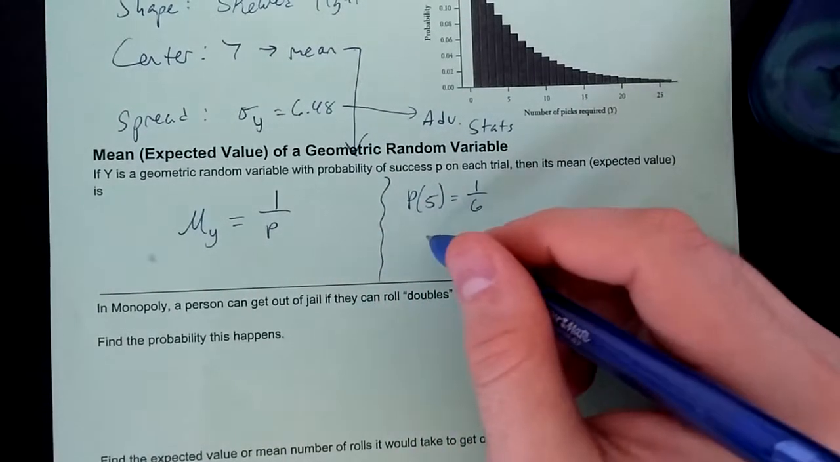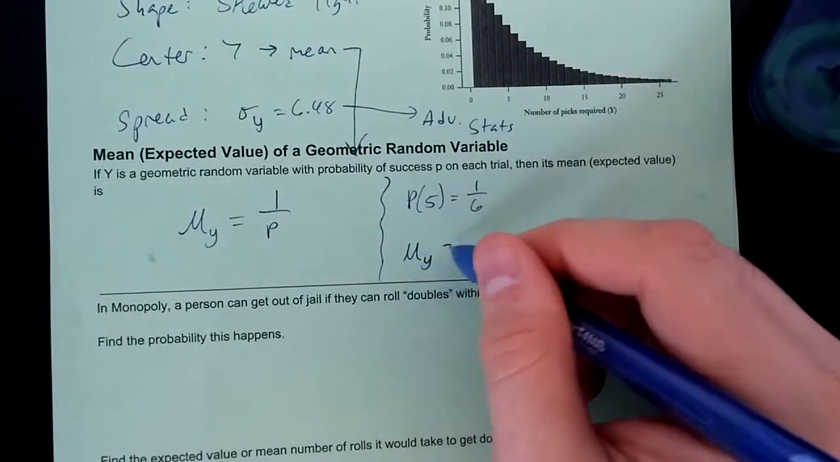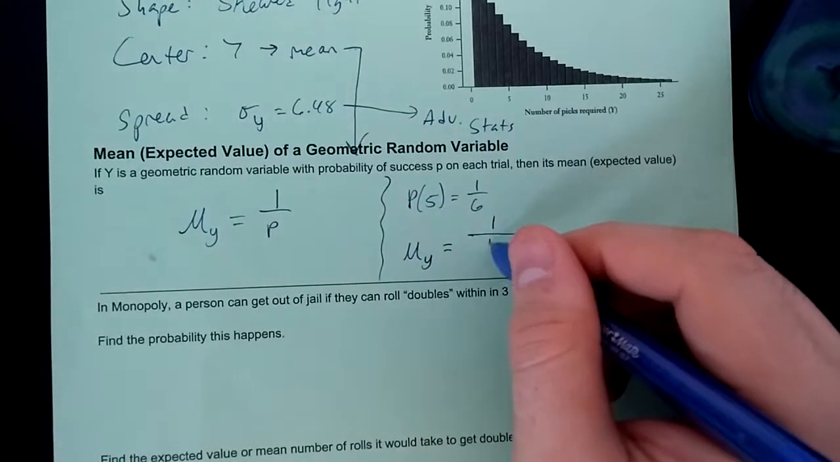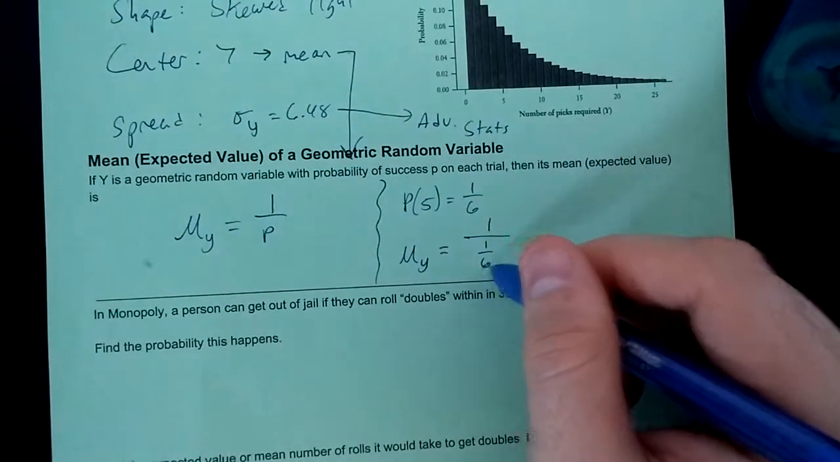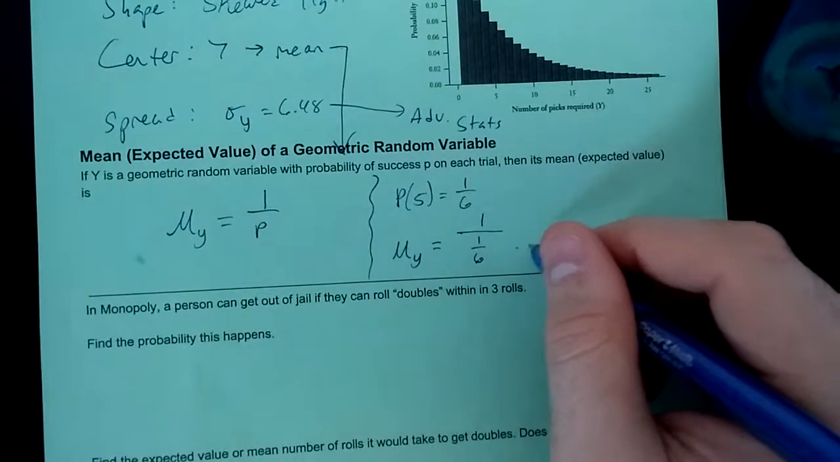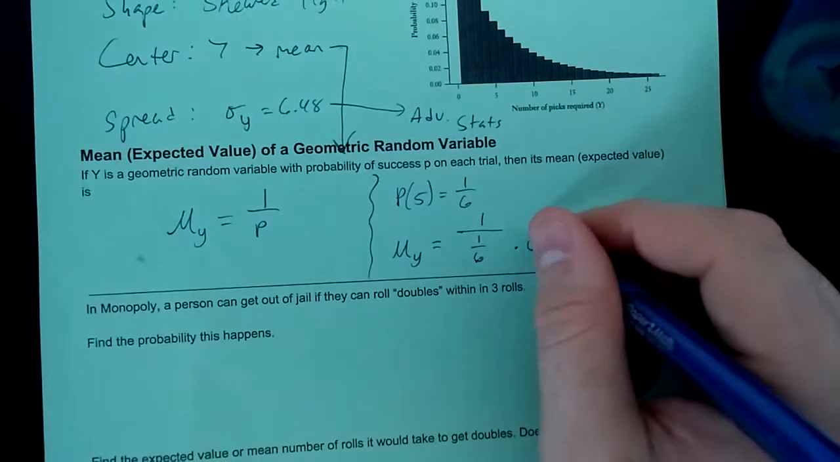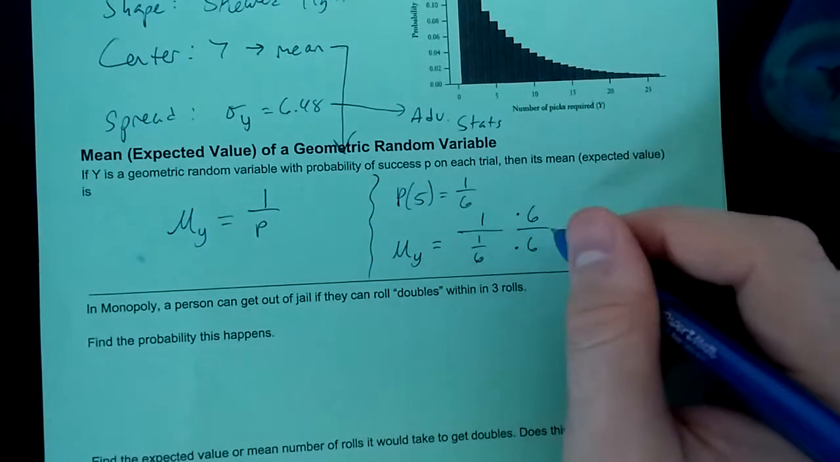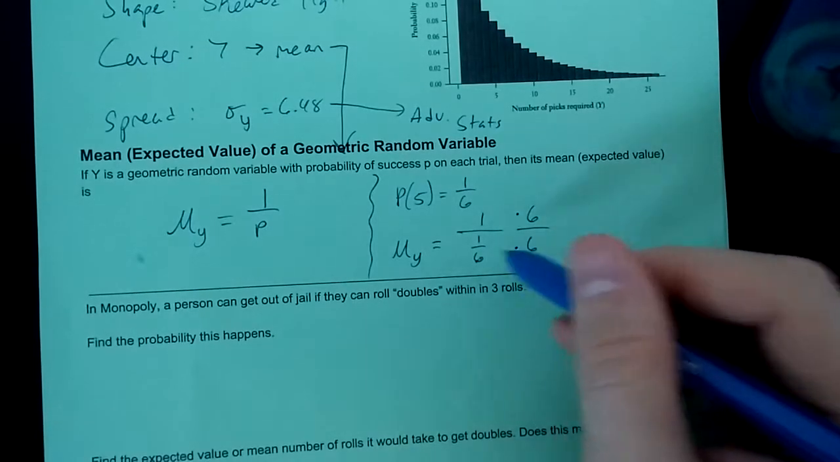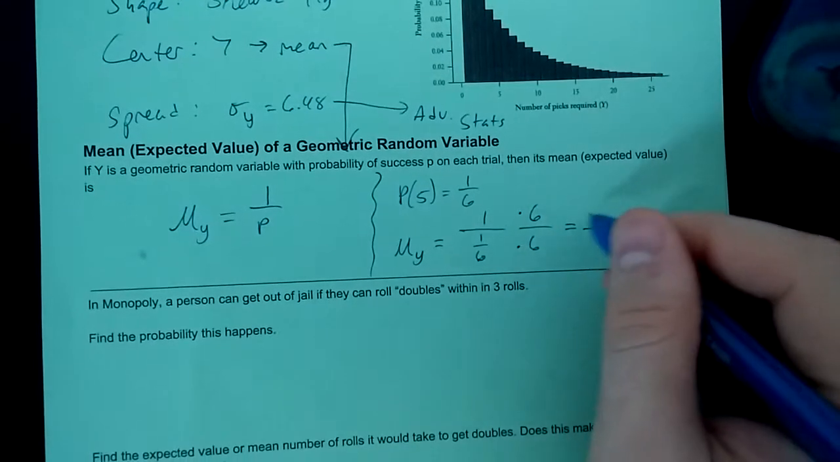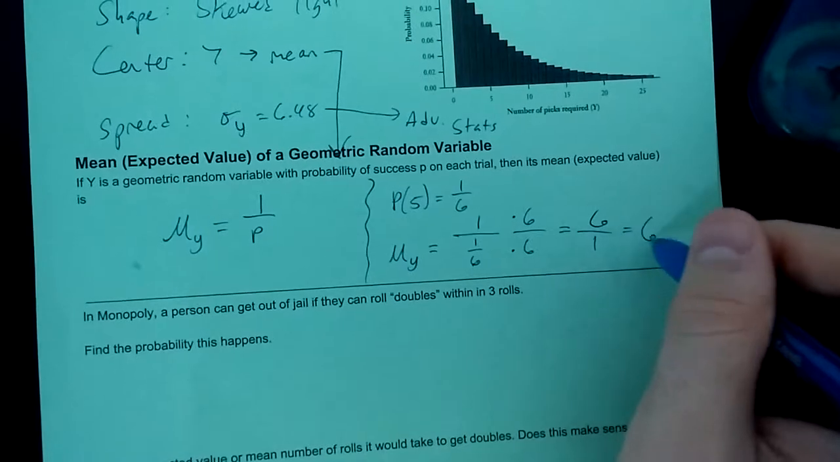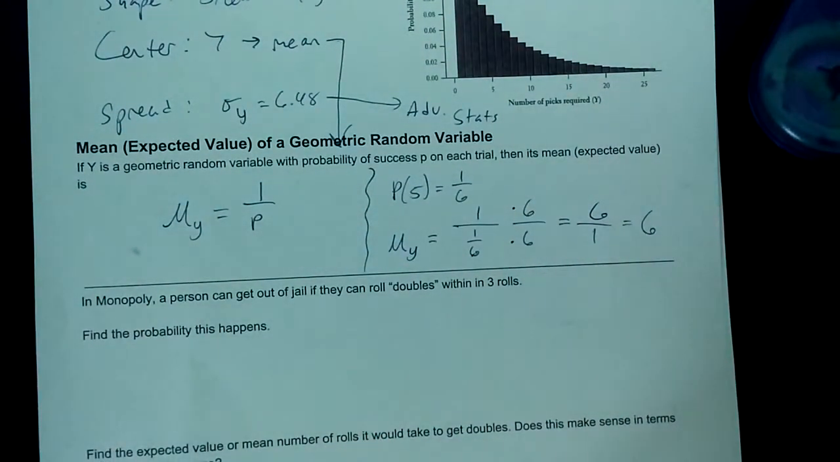So if you were looking at this equation, mu(y), you would do 1 divided by 1/6. And if you wanted to multiply both of those by 6, top and bottom, what happens here is that the 6 times 1/6 is 1. 6 times 1 is 6. It would take you on average 6 trials to be successful there.